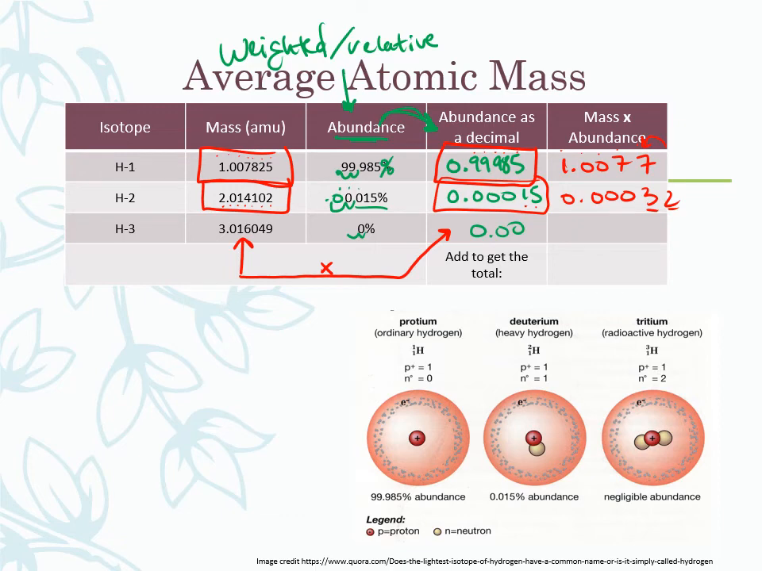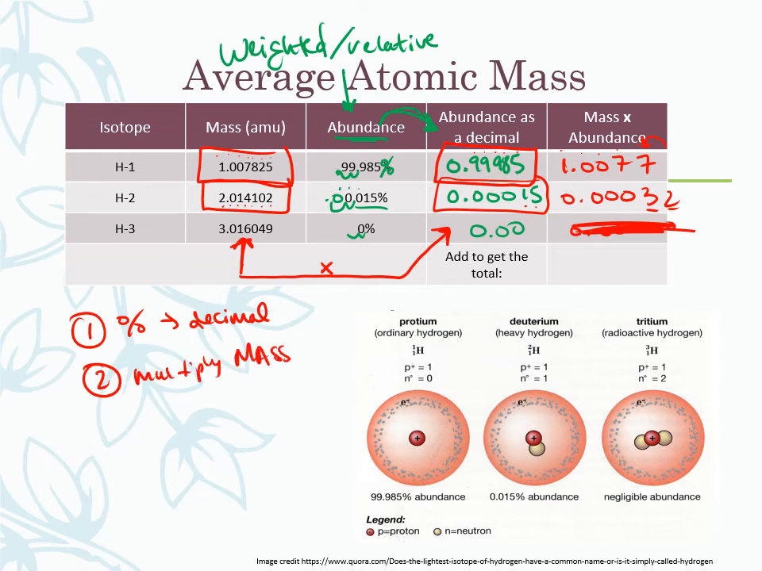Next up, we're going to multiply 3.06049 times 0. That's going to be 0, right? We can also just totally ignore it. So that's step 2. We're going to multiply the mass by the abundance. Step 1 was convert your percents to decimals by dividing by 100. Step 2, we're going to multiply the mass by the decimal. Good. Step 3, we're going to add up all the answers to step 2.